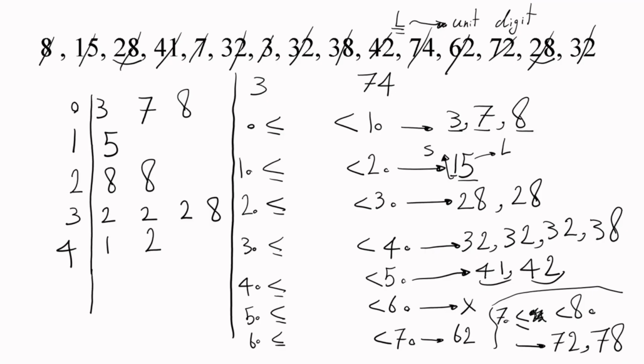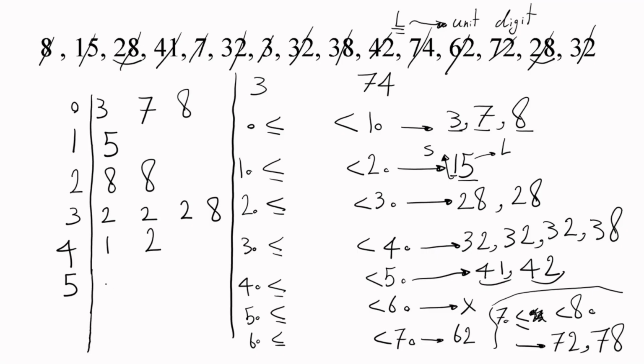Should I mention that? Yes, when you start writing the number of stems, you must continue in order, okay? Even if, for example, in this case, when the stem is 5, we do not have any number, we must mention it anyway. If you don't mention it, your plot will be wrong. So I am going to write 5.